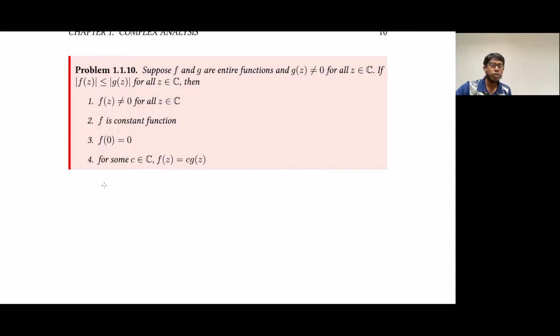It says that if f and g are two entire functions, that is, analytic on the whole of C, and g(z) is not equal to 0 for all z, and if the absolute value of f(z) is less than or equal to the absolute value of g(z), then which of the following is correct? Any guess about this?